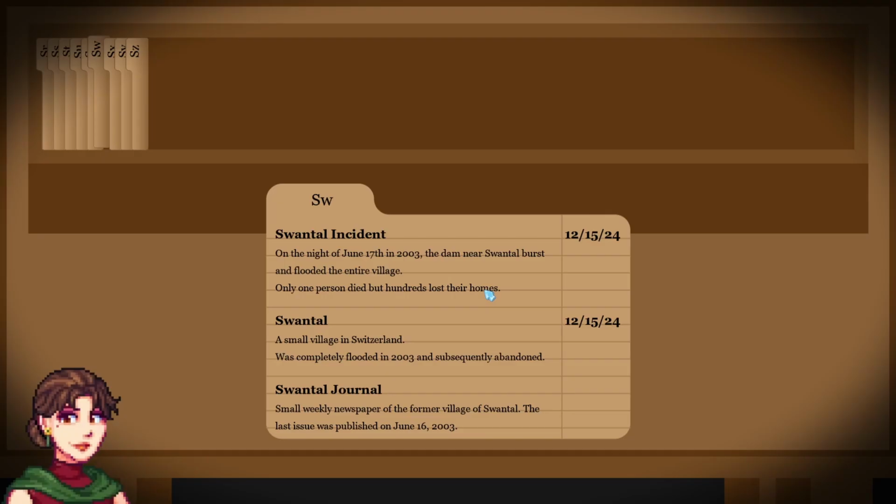So the dam burst and flooded the entire village. Only one person died, but hundreds lost their homes. A small village in Switzerland was completely flooded and subsequently abandoned. A small weekly newspaper, former village of Swantle. The last issue was published on June 16. Okay, that's Swantle Journal. Okay, is that all the information they're giving me there? Yeah, okay, cool.